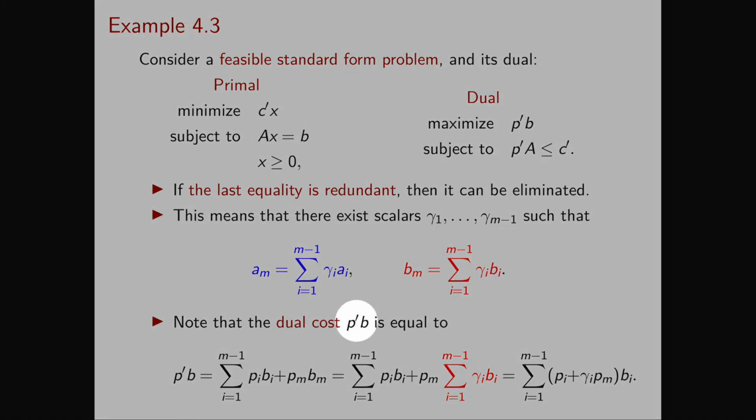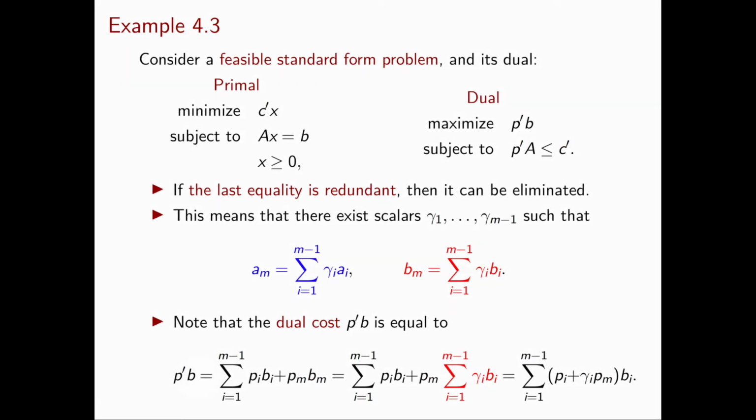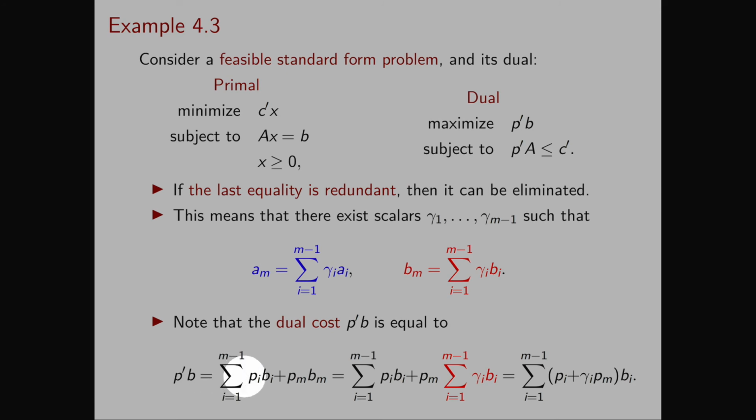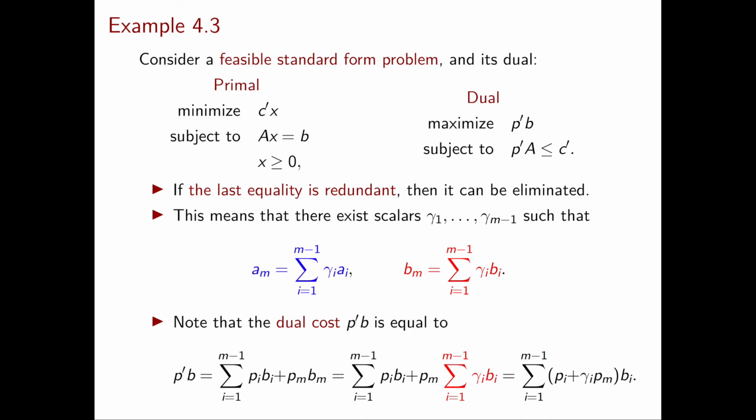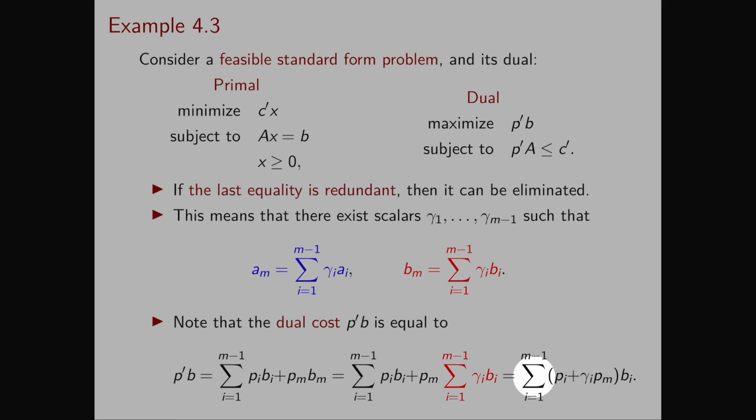Now let's write down the dual cost p transpose b. We break down the scalar product as the sum of its components, and we isolate its last component. So this is the sum for i that goes from 1 until m-1 of pi bi plus pm bm. Now we replace bm using the equality that we just derived. Once we have replaced bm with the sum of the gamma i bi, we can write down our dual cost as the sum for i that goes from 1 to m-1 of bi times (pi plus gamma i pm).